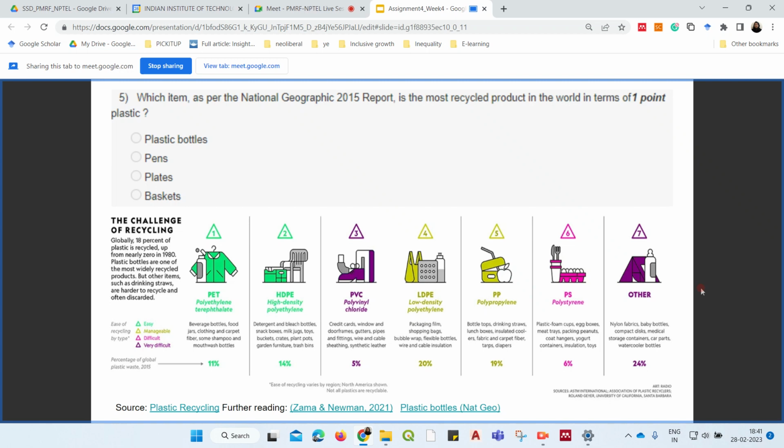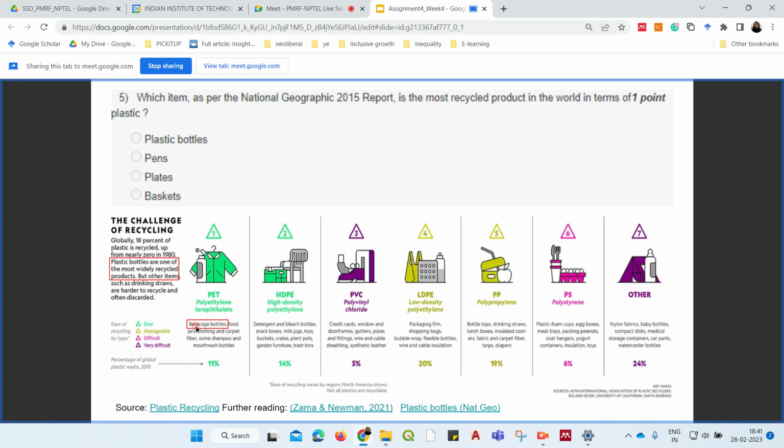So recycling plastic, based on how easy it is to recycle, it is easy for you to identify that plastic bottles are the ones which will be the most recycled. Even this study indicates that plastic bottles are the most widely recycled product, and because they are easy to recycle, it is understandable that they are the most recycled products.